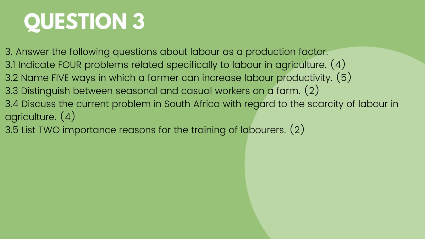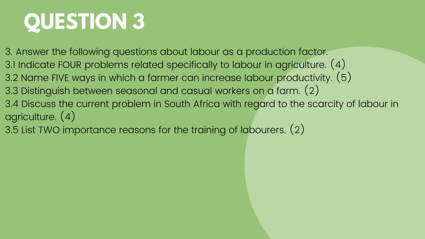Name 5 ways in which a farmer can increase labor productivity. We also discussed this. So I'm going to give you some time. You're going to answer this one on your own. I'm not going to tell you. Then distinguish between seasonal and casual workers on the farm. So we have done this. Now take your time, pause this video when you get here, try to answer this question. What is the difference between seasonal workers and casual workers? You can do this in a tabular form, or just distinguish using the paragraph form, right?